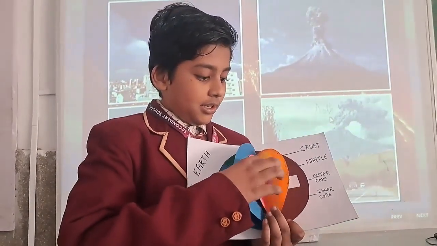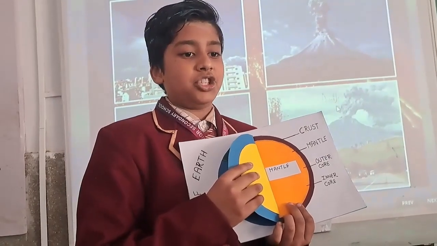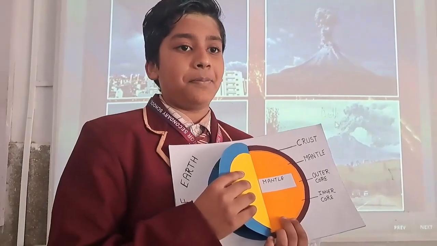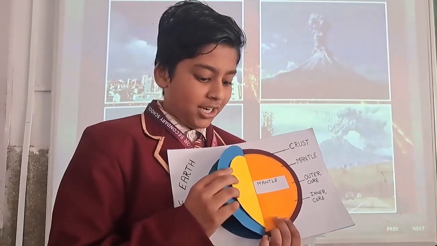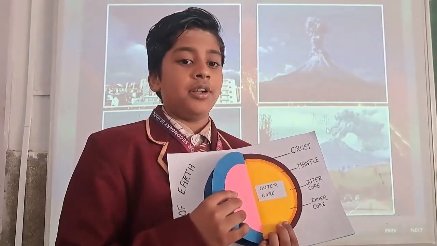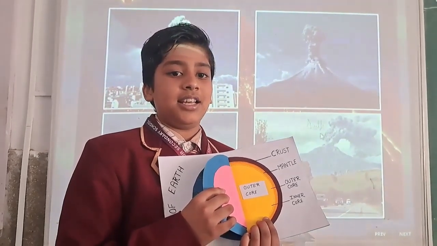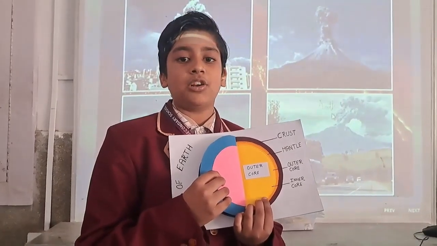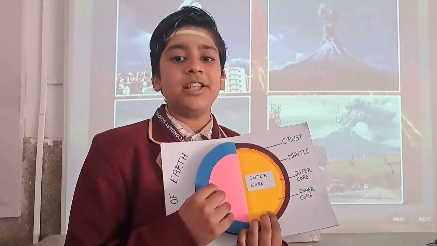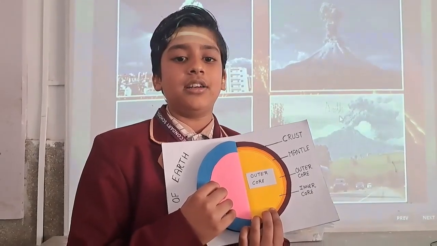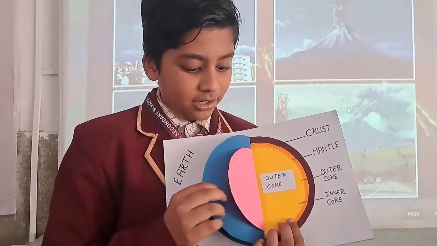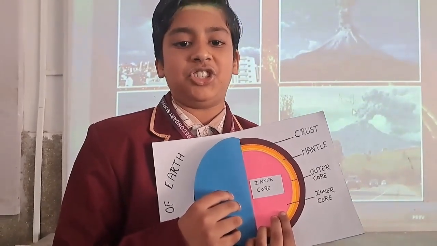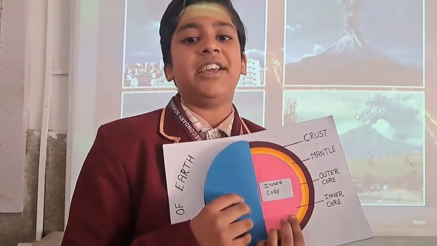Second one, mantle. This is a much thicker layer. It is about 3000 km deep. It makes about 84% of Earth's total volume. It is a semi-solid layer. Third one, outer core. This layer is in a melted state. It is mostly made up of iron melted into a hot liquid. Inner core. The inner core is in solid state due to very high pressure. The temperature of the inner core is 6000 degrees Celsius. Thank you.